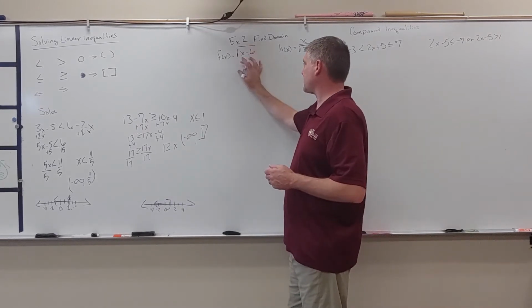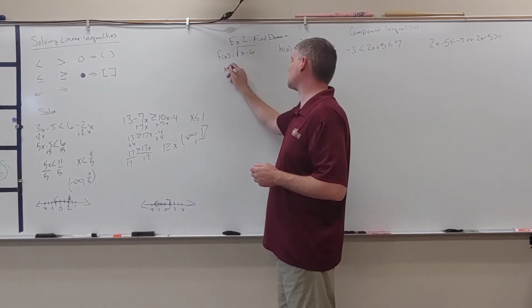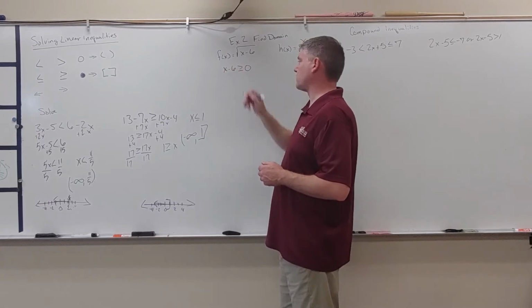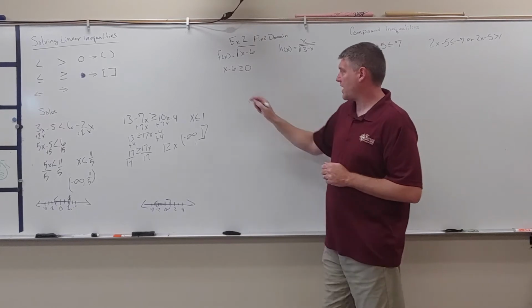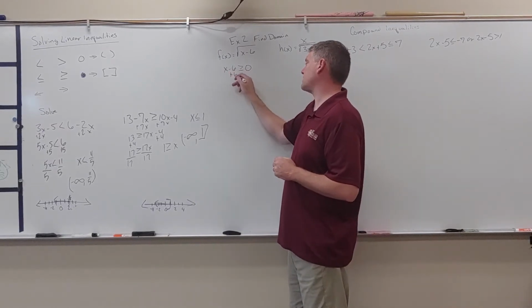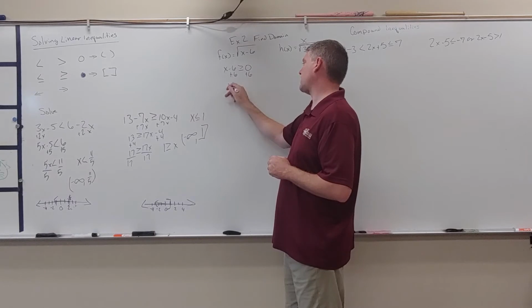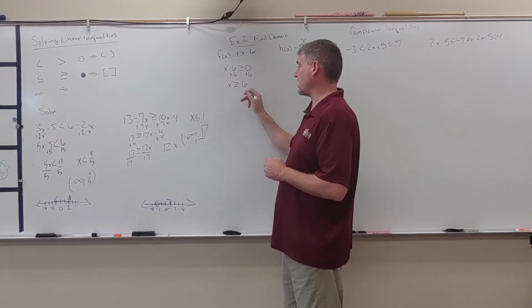So what I'm going to do is I'm going to take the inside of this, x minus 6 is greater than or equal to 0. So I'm going to set that to be greater than or equal to 0. And now I'm going to solve. So I'm going to add 6 to both sides. And x is greater than or equal to 6.